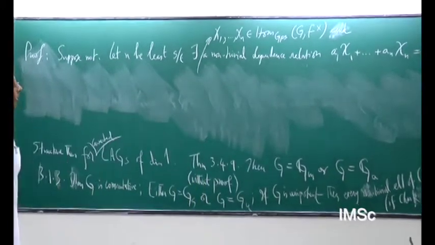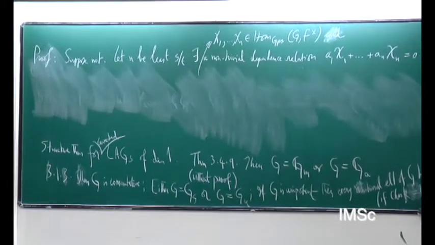Now the idea is, as was said, n is the least such number. So in particular it follows that none of the ai is 0, because if one of them is 0 then it comes down to fewer characters, and n is violated.